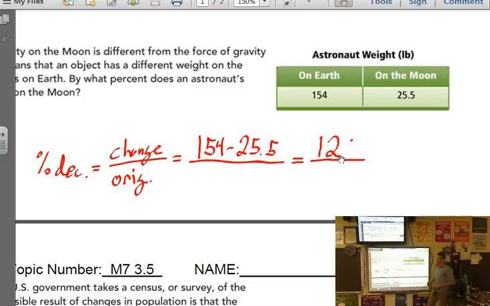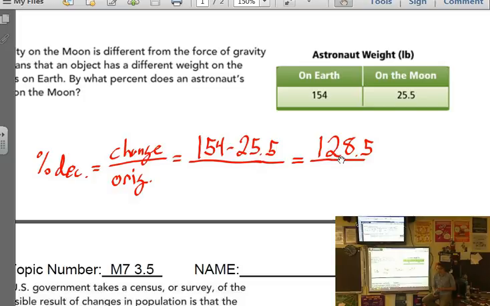Did you write it down? If you calculate it, you should write it down. Do not let your calculator do all of this for you. So you get 28.5. Now the original here, what are we using as our original?